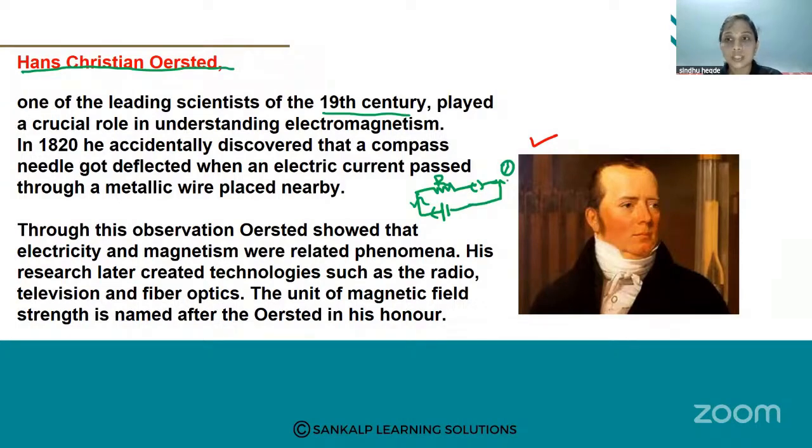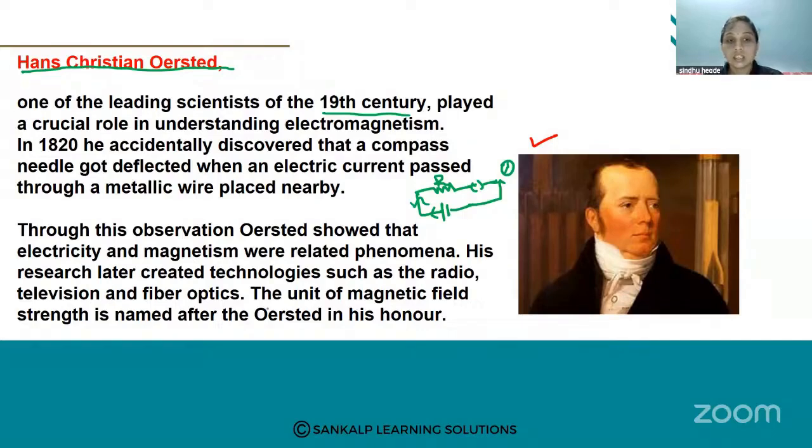When it shows some deflections, that is, when the current flows through the circuit, at that time this compass shows some deflections. Due to those deflections, he concluded that there is some link between the magnetic effect and electric current. So due to this experiment, he discovered the magnetic effect of electric current.